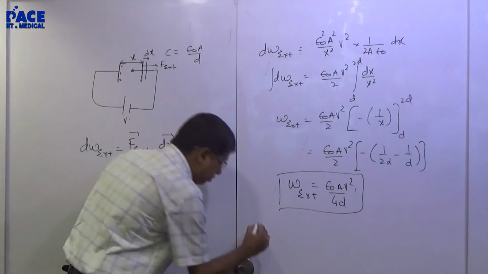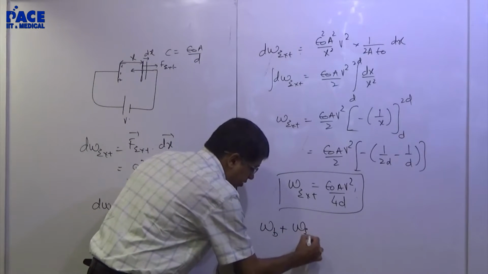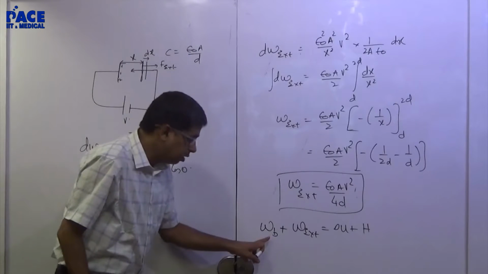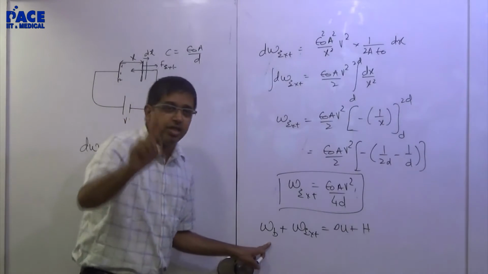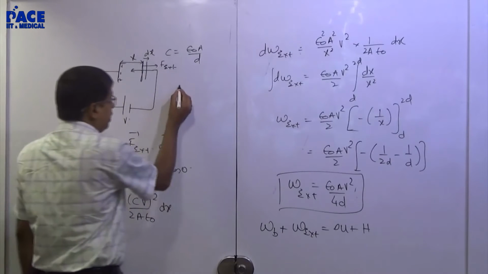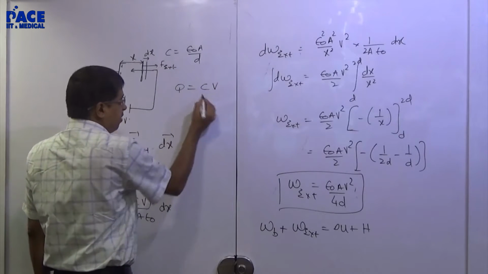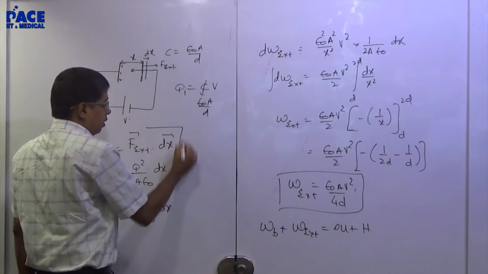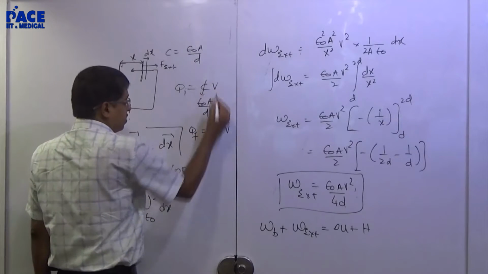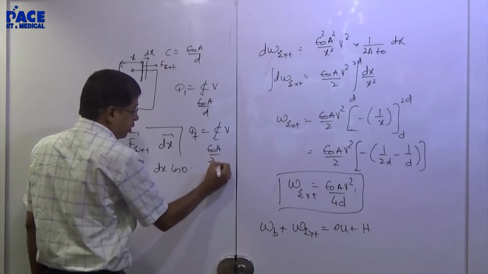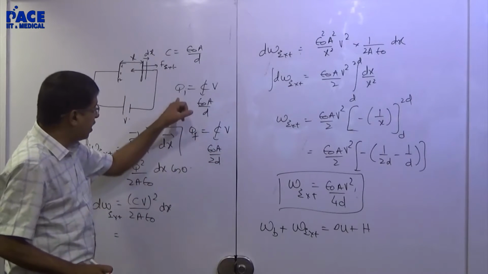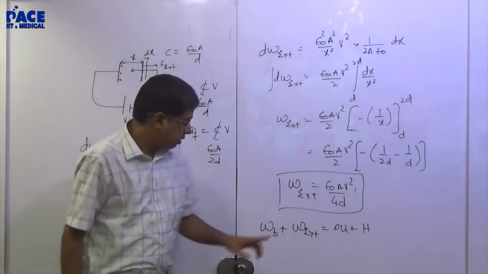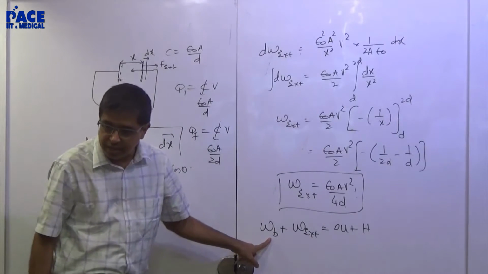What will your equation be? Work done by the battery plus work done by the external source is delta U plus heat loss. What is the additional work done by the battery? Initially the charge was Q. Initially it was Q is CV. C was epsilon naught A by D. This is Q initial. What will Q final be? CV. This will be epsilon naught A by 2D. The difference between Q final and Q initial was the additional charge pushed by the battery. I'll have to put that as work done by the battery.